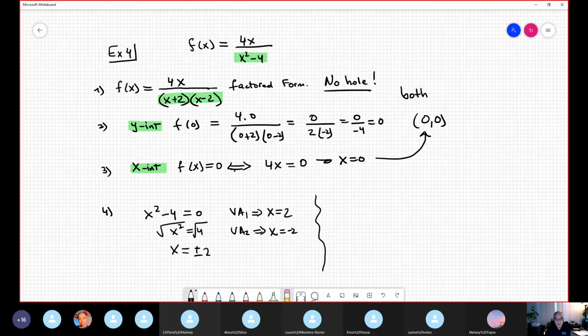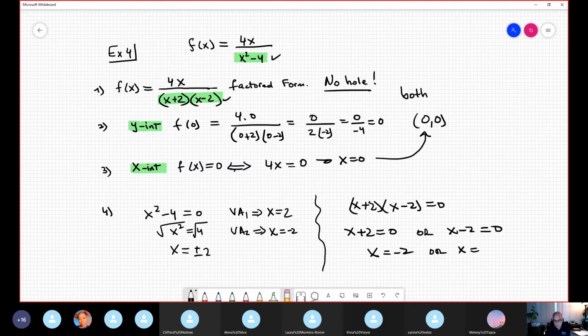Suppose another student takes the factored expression. It's the same, look. Set it equal to 0, which means this factor is 0 or this factor is 0. The solution is minus 2 or positive 2, and we get exactly the same result.